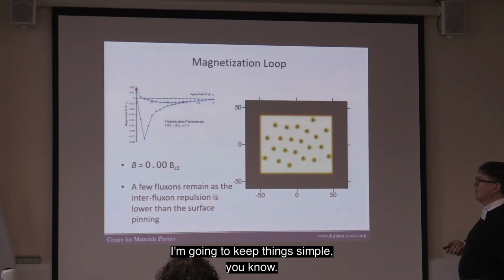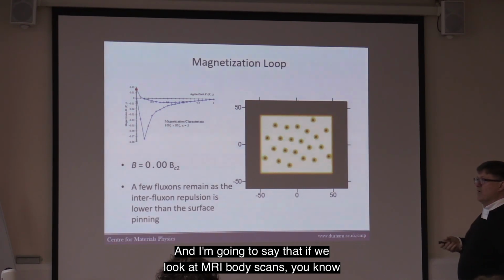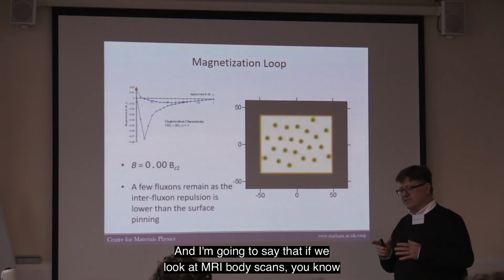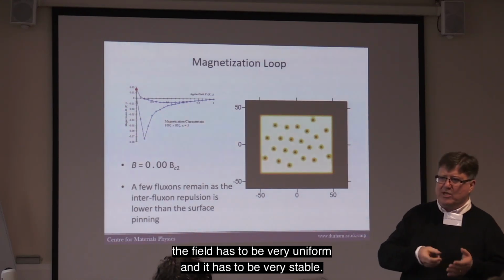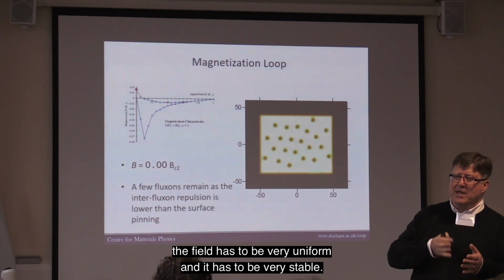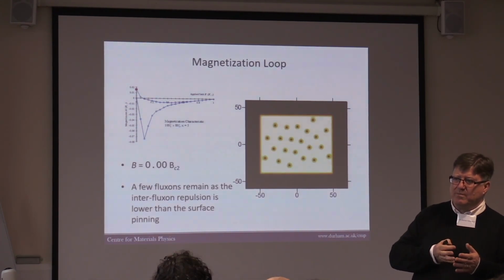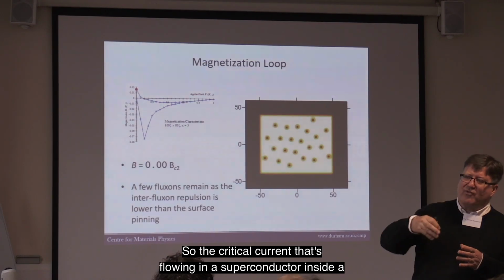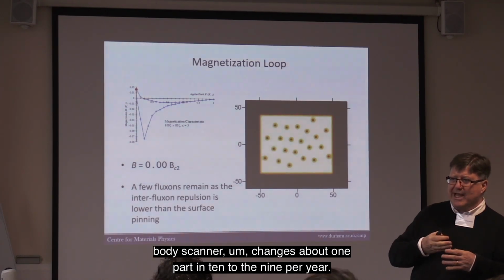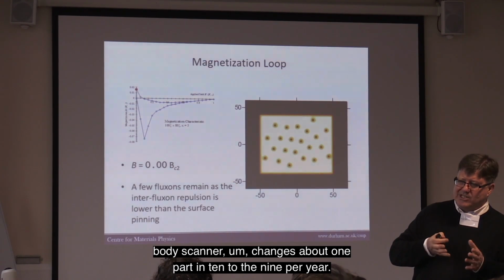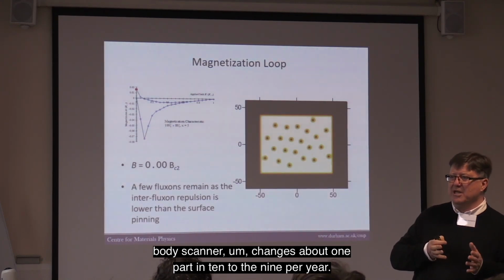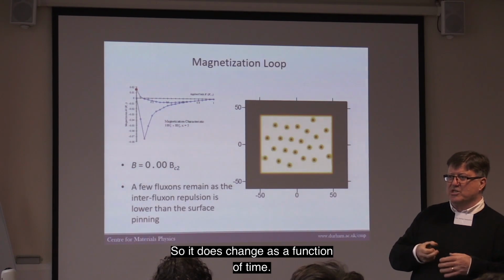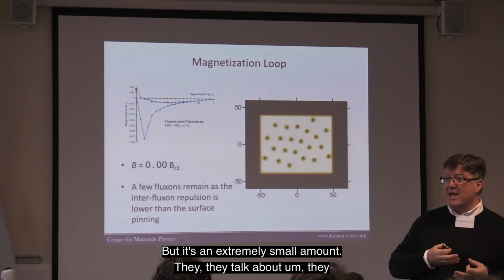I'm going to keep things simple, and I'm going to say that if we look at MRI body scanners, you know that if you wheel somebody into a body scanner and wheel them out, the field has to be very uniform and very stable. So the critical current that's flowing in a superconductor inside a body scanner changes about 1 part in 10 to the 9 per year. So it does change as a function of time, but it's an extremely small amount.